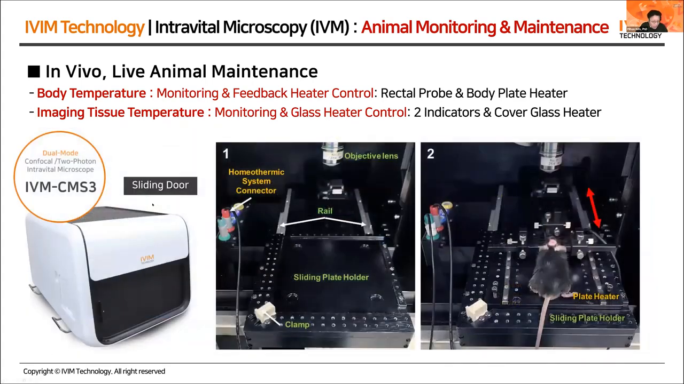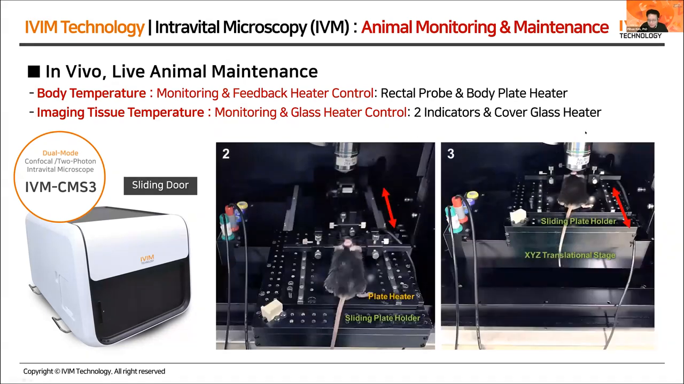And then in front we have sliding doors, and we have this stage sliding mechanism inside. So we can take out the staging system, and then we can place the detachable plate heater, and set up the mouse with all different apparatus to hold the tissue and mouse in position. Then we put it back under the microscope objective lens, and we can close the door.